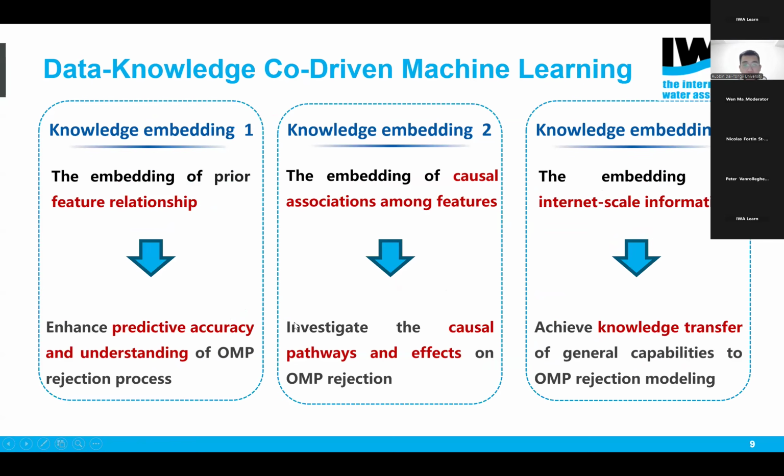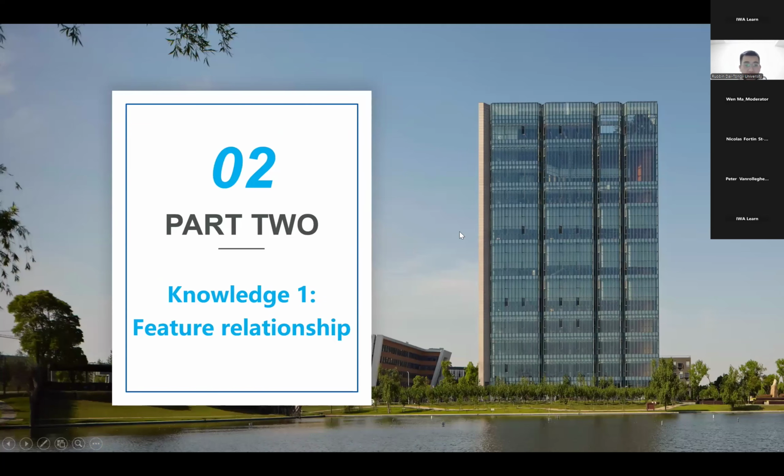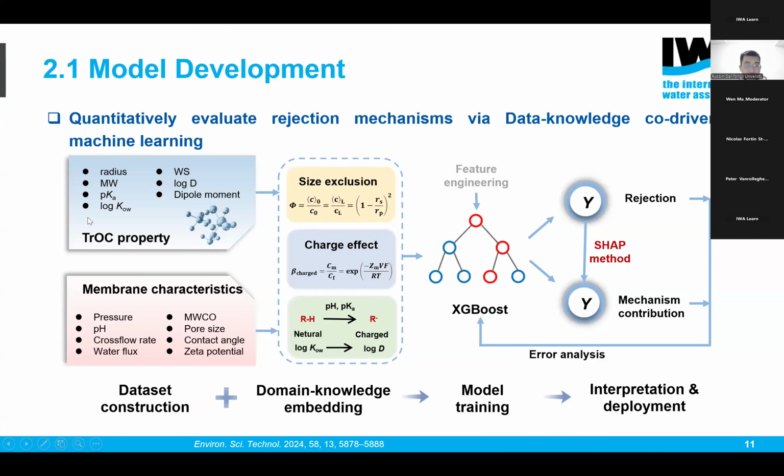We want to use three types of knowledge embedding strategies to improve the performance of machine learning. The first is to build relationships between the features, the second is to introduce causal relationships, and the third is internet-scale information, mainly from large language models. I will introduce the first part, feature relationships. There are many properties of the pollutants and many characteristics of the membranes, and different mechanisms in this process. If we want to predict such a process, there are more than 20 features.